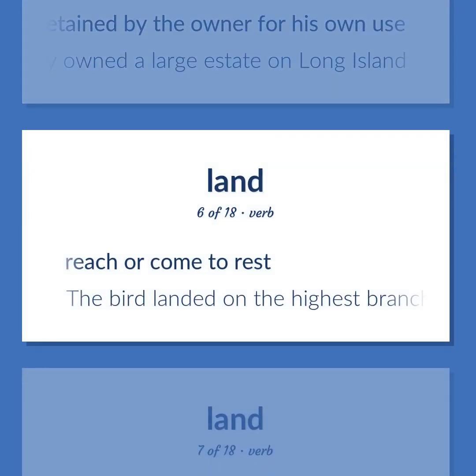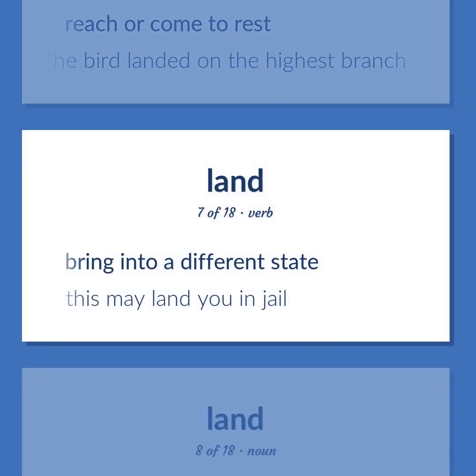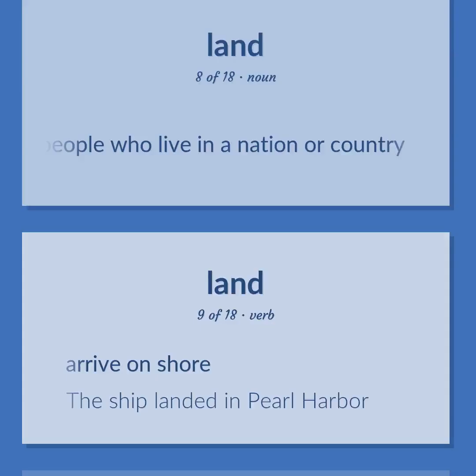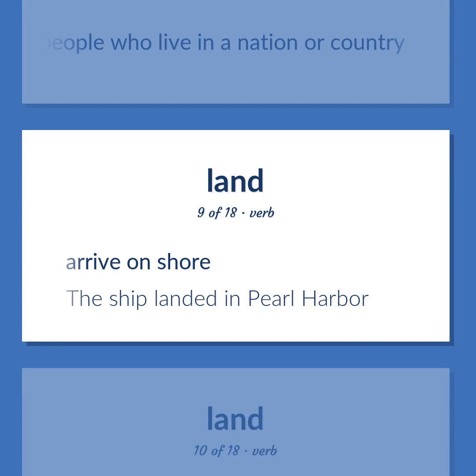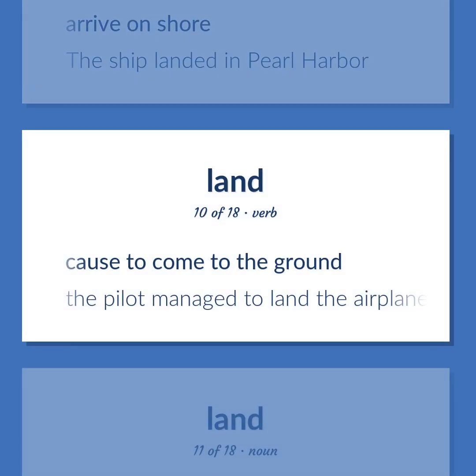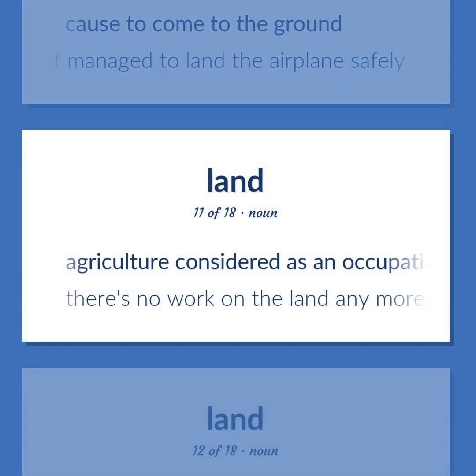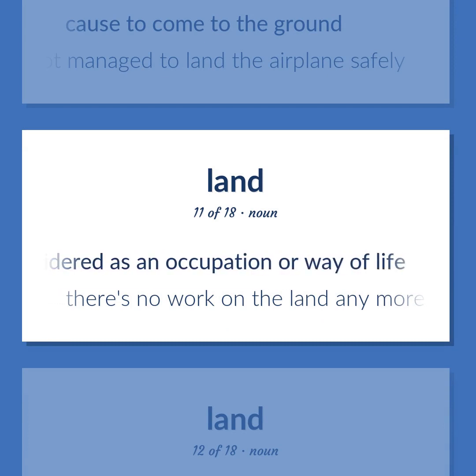Reach or come to rest. The bird landed on the highest branch. Bring into a different state. This may land you in jail. The people who live in a nation or country. Arrive on shore. The ship landed in Pearl Harbor. Cause to come to the ground. The pilot managed to land the airplane safely. Agriculture considered as an occupation or way of life. There's no work on the land anymore.